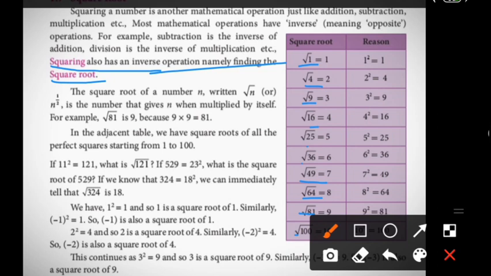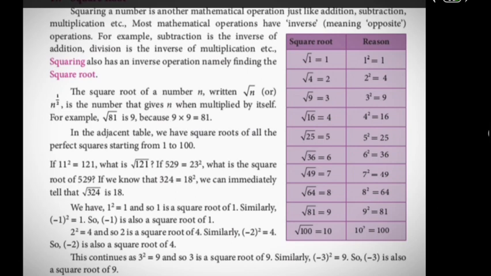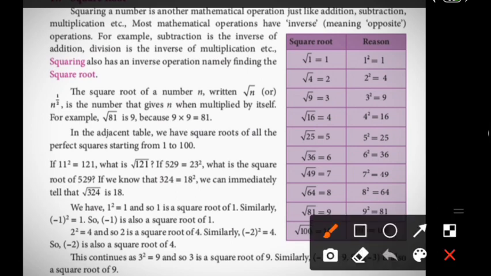We do it reversely, that is inversely, the inverse operation, square root. This symbol is called square root. The value of the square root is power of 1 by 2. The square root of n, written as root n or n power 1 by 2, is the number that gives n when multiplied by itself.